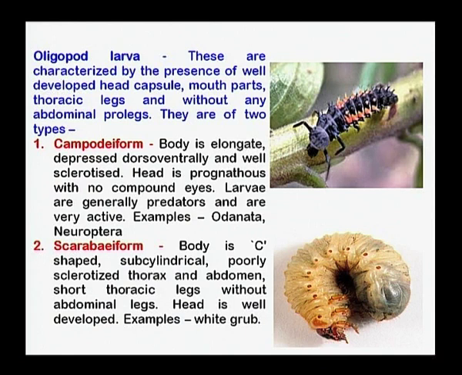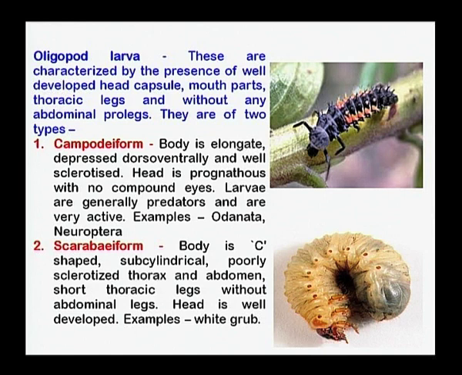Now, coming to another type, oligopod larvae. These larvae can be characterized by the presence of a well developed head capsule, and this includes campodeiform type of larvae and scarabaeiform type of larvae. Coming to the campodeiform type larvae, the head is prognathous type with no compound eyes. Larvae are mostly predators and are very active, and the examples include the members of the order Odonata and Neuroptera.